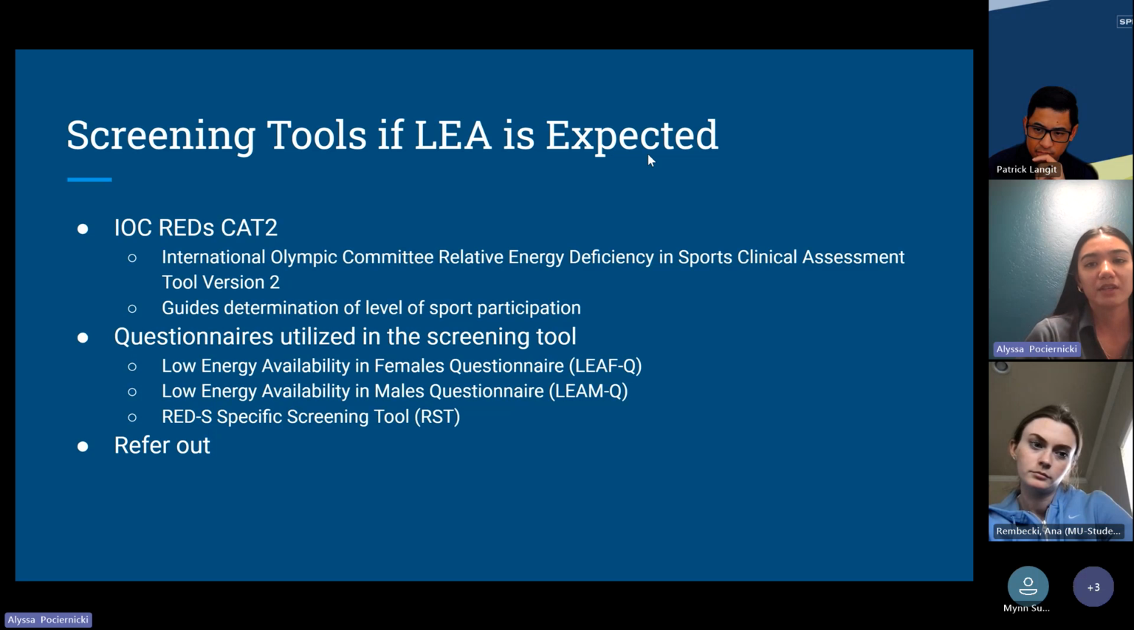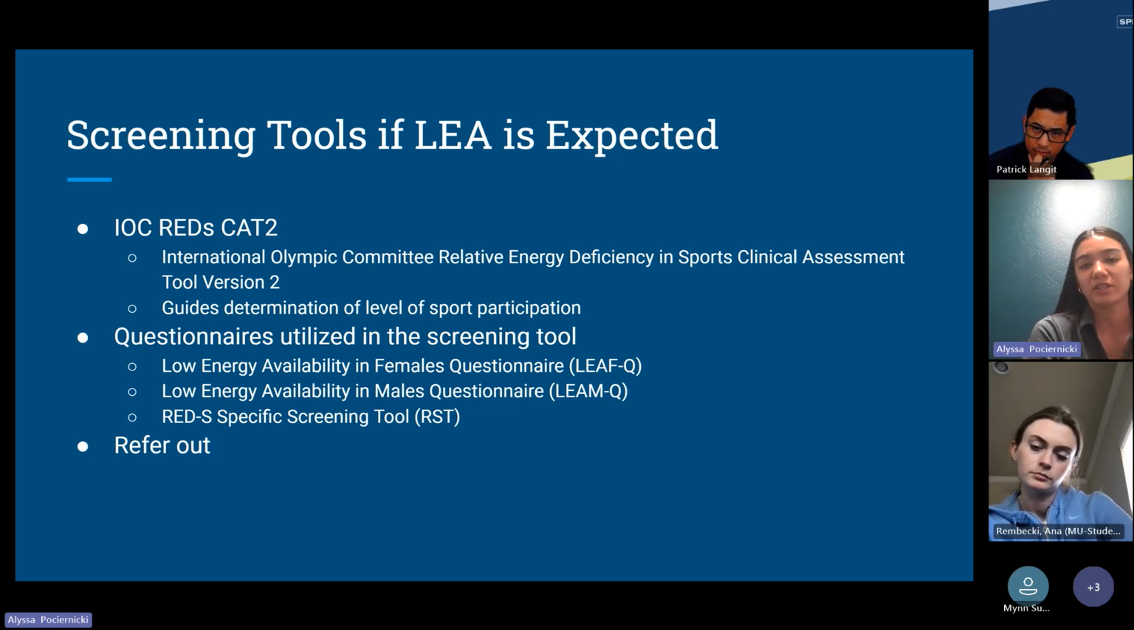Okay. So if low energy availability is suspected, you can use the International Olympic Committee Relative Energy Deficiency in Sport Clinical Assessment Tool version 2, which is a mouthful, but it'll guide determination of the level of sport participation for the athlete. It's pretty general. I have the PDF and I can email it to anybody who wants it, or just link it. Basically, it walks you through how to do the assessment with the patient. And it has low, medium, high.